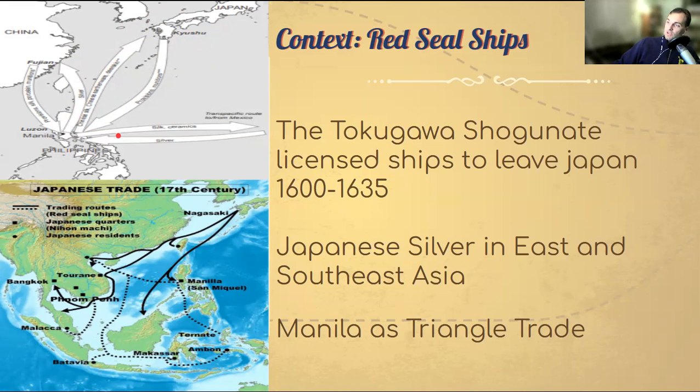The system by which the Tokugawa shogunate allows Japanese ships to leave Japan and go visit other places is called the Red Seal ship system. And so this system is also part of the kind of promoting trade, because it moves Japanese silver not just to Manila and the Philippines, but also down into other parts of Southeast Asia. So promoting the flow of silver was not just from Spain into Asia, but also from within Asia to other parts of Asia. So that's the inter-Asian trade I was talking about.